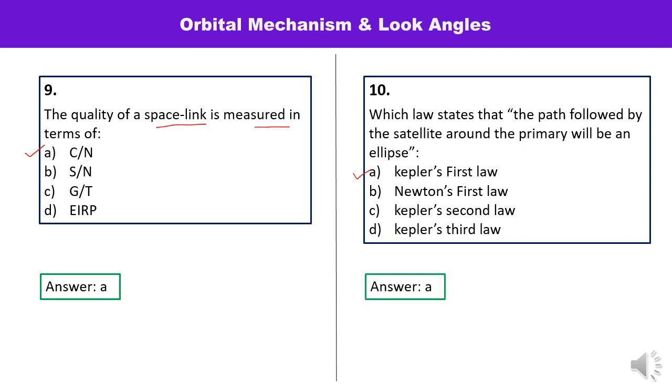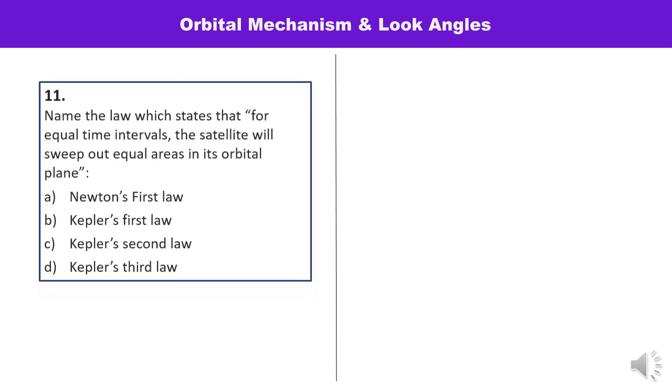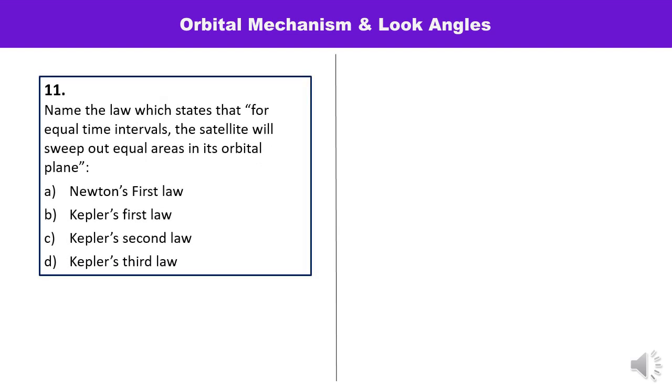Moving ahead, question number 11 is, name the law which states that for equal time intervals the satellite will sweep out equal areas in its orbital plane. This is Kepler's second law. Directly you can mark this option C.